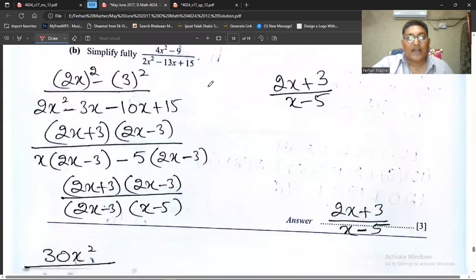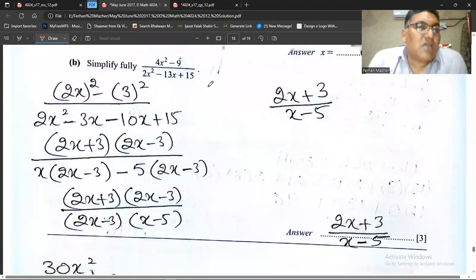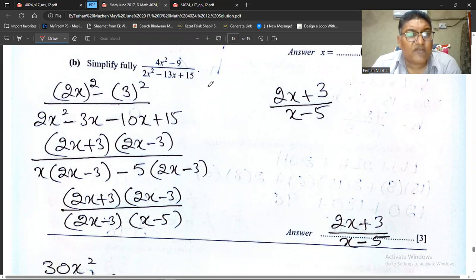So here it will become 4x plus 3 in one bracket, 4x minus 3 in the other bracket. Downstairs, you will have 2x squared minus 3x minus 10x plus 15. From the first two terms, I will take x common, so in the bracket you will have 2x minus 3. From the last two terms, I will take minus 5 common. In the bracket, you will have 2x minus 3.